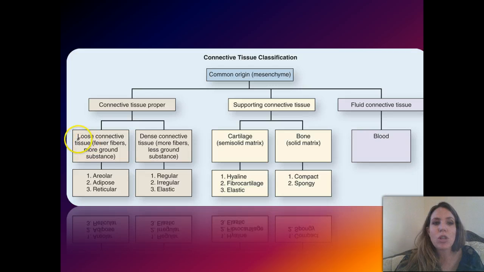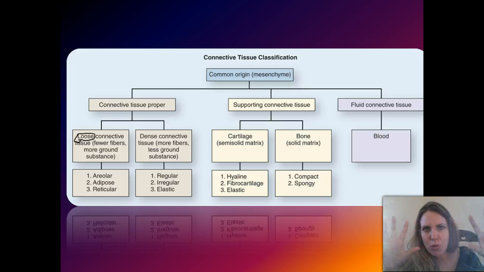So let's just take a look first at loose connective tissue. We'll go over the characteristics, but loose connective tissue is, well, it's loose, right? A lot of ground substance, a lot of extracellular matrix, not as many of those protein fibers going through them. So it's kind of loose. There's a lot of space between these protein fibers. And there's three types for this.